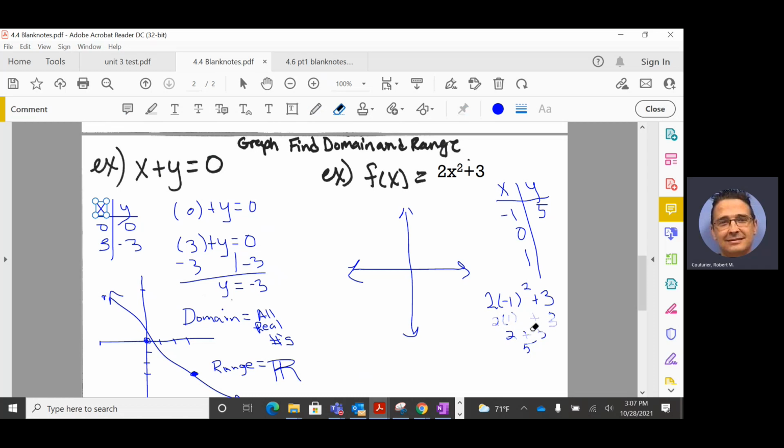I'm going to evaluate it again. So this we're going to have to evaluate 3 times. I'm going to remove my -1. I'm going to plug in 0. Okay, so 0 squared is 0. 0 times 2 is 0. And 0 plus 3 gives me a 3. So there's another point. Can erase. And we have to do it one more time.